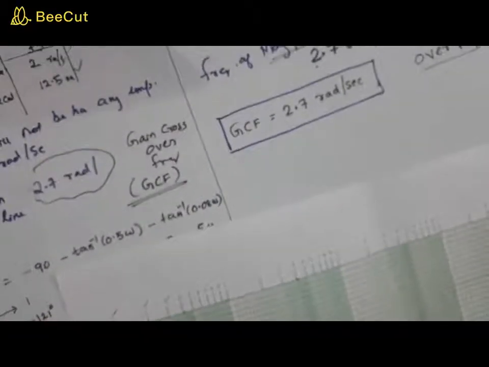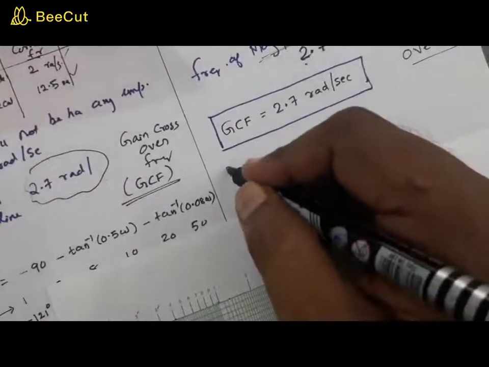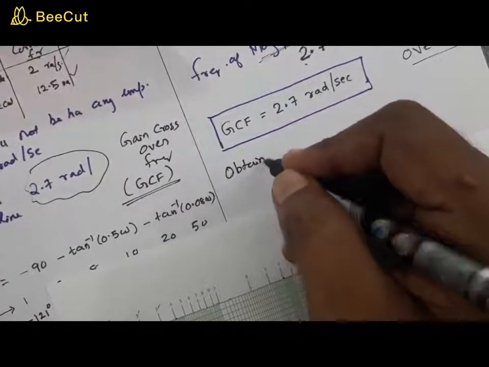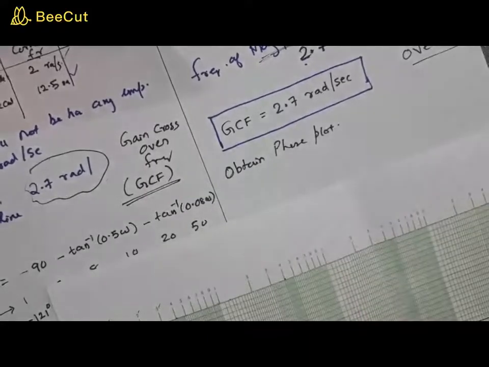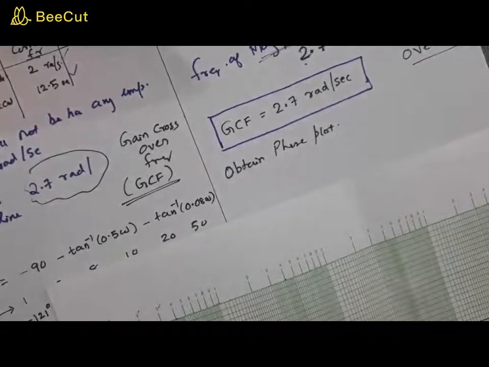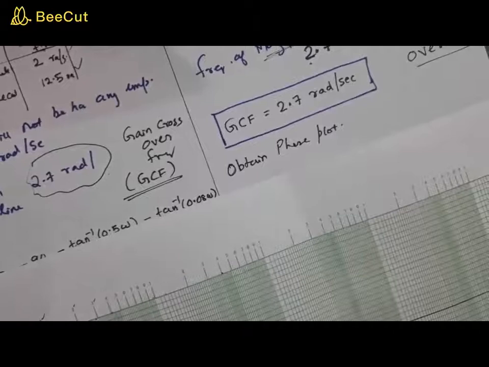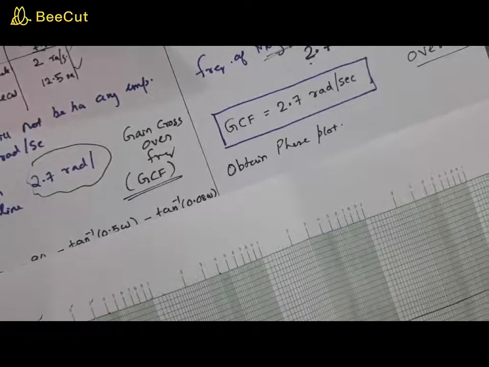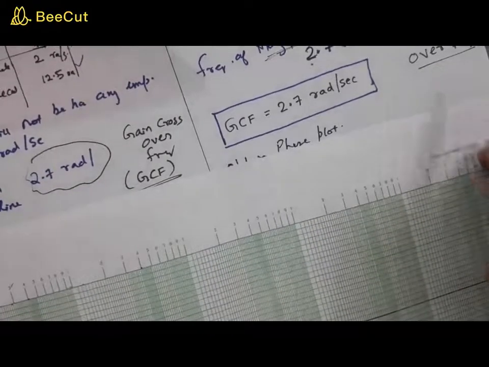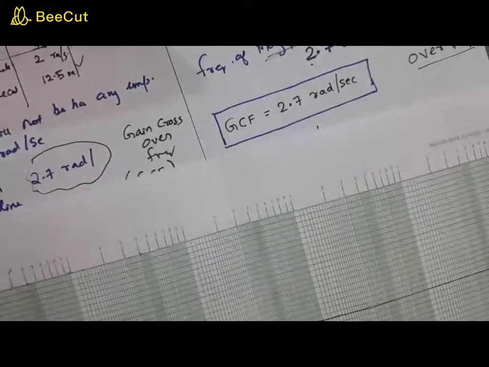Now what must be the next step? The next step is to obtain the phase plot. We will be doing this phase plot in the same graph. We are not going to use another graph. It is important that you always do it in the same graph, because we need to compare the phase plot and gain plot, and based on that we can assess the stability. So it will be very easy if you draw that in the same graph.